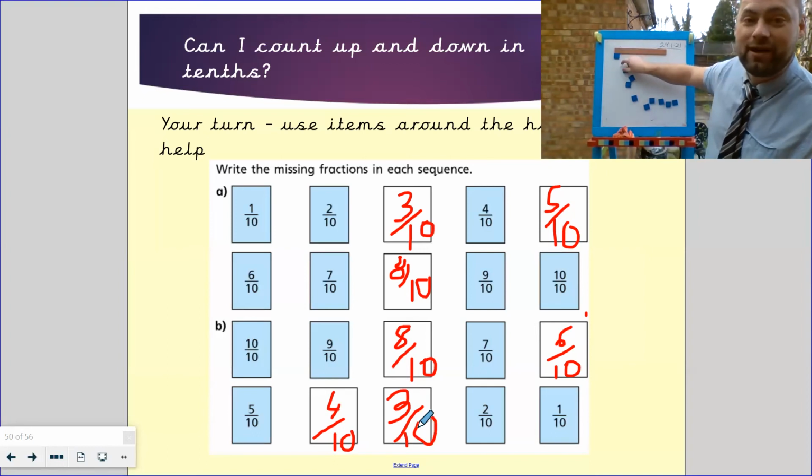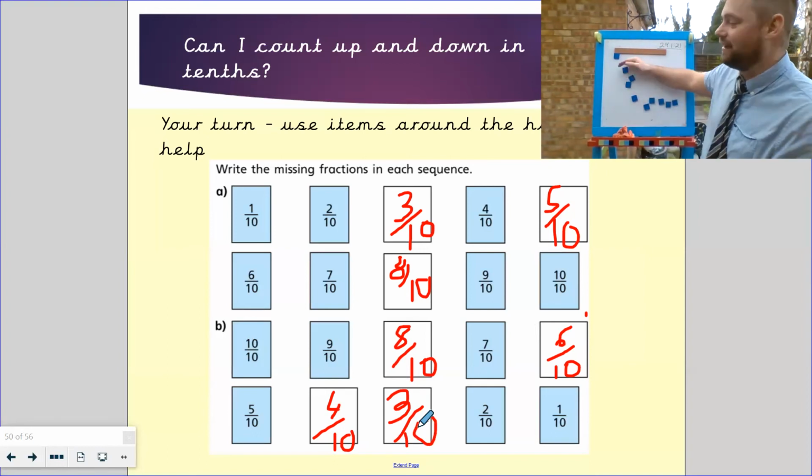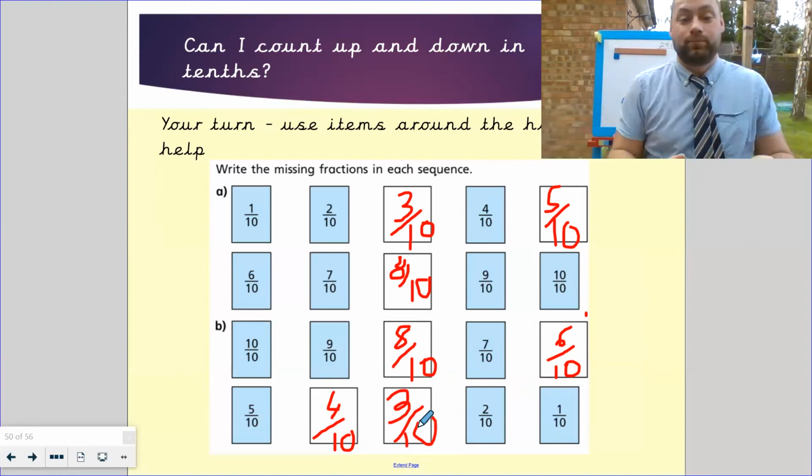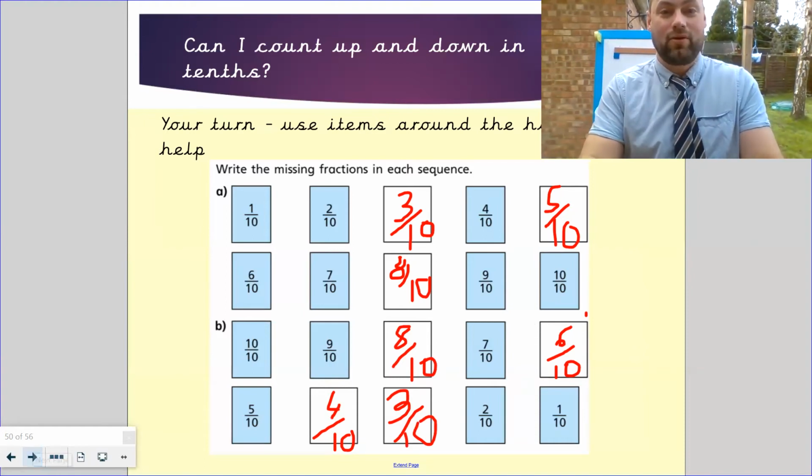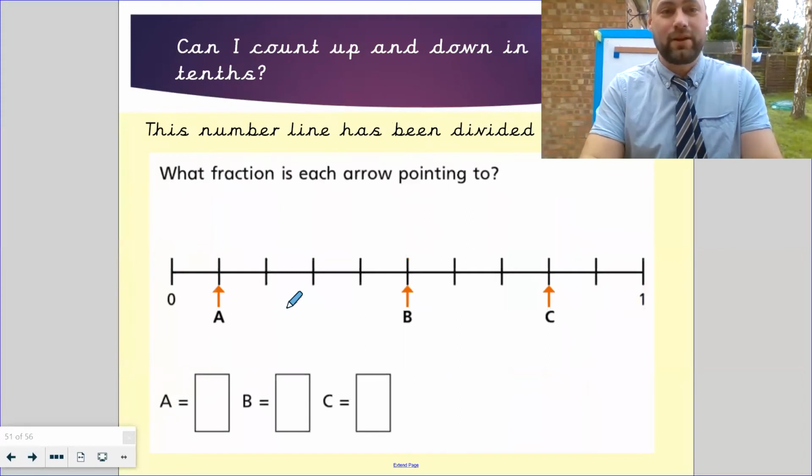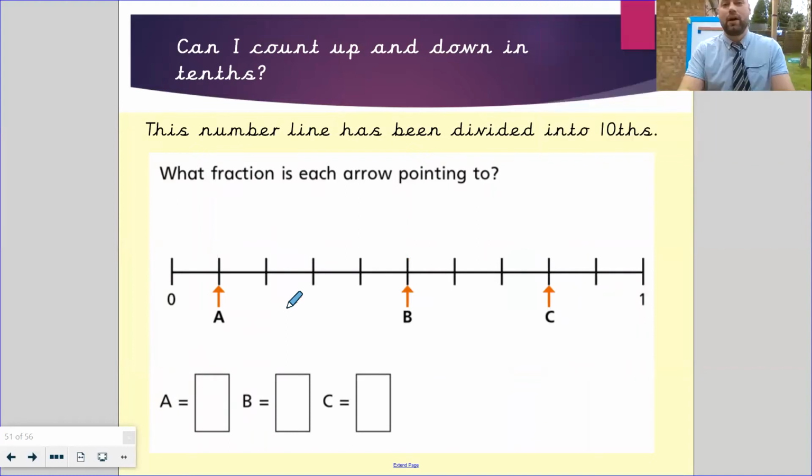And then we finish off with just 1/10 left at the top there. So brilliant. Well done, guys, if you got all of them correct. Now we can also see that tenths can be put onto a number line as well. And this number line has been divided into tenths.